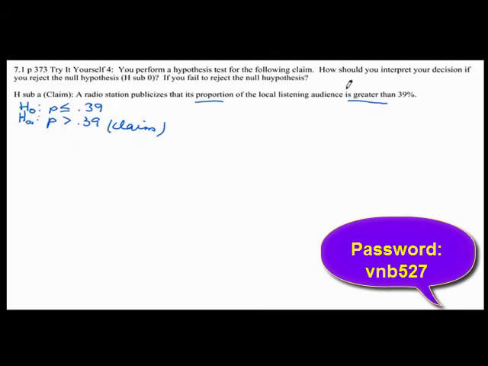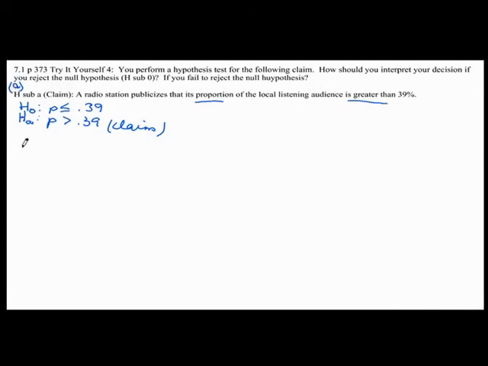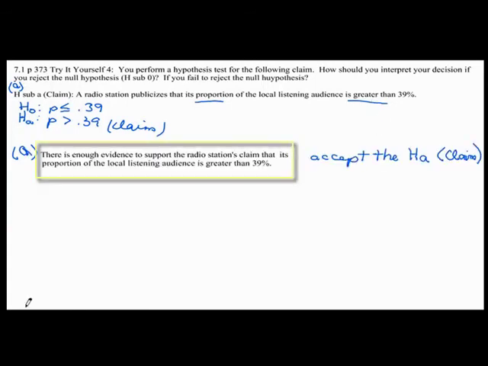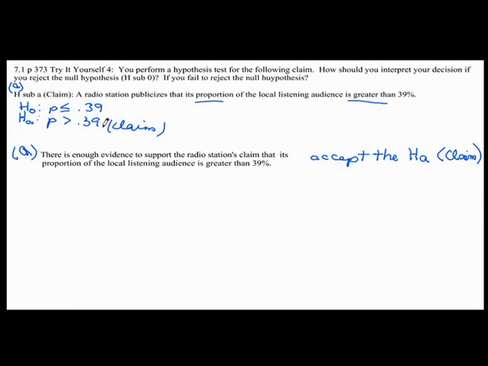We'll call it part A here. If you reject the null hypothesis, you're rejecting this right here. So you're accepting the claim. So if you're accepting the claim, you're accepting the whole idea of what they're saying here. So there is enough evidence to support the radio station's claim that its proportion of the local listening audience is greater than 39%. Since you rejected the null hypothesis, then you accepted the alternate hypothesis, which would also happen to be the claim. And now let's take a look at part B.